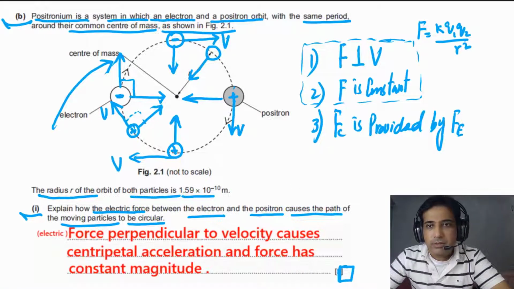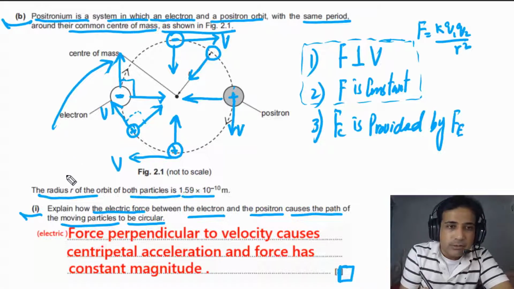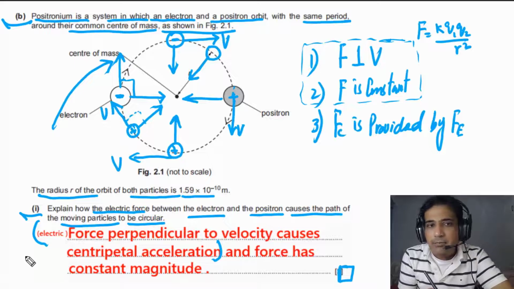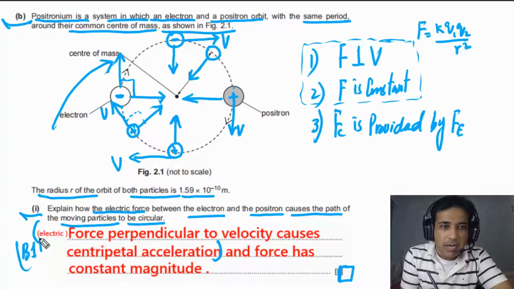In your answer, you need to write down that electric force is perpendicular to velocity and it will cause centripetal acceleration. You will get 1 mark, and that mark is a B mark. And the second mark you will get if you have written that force has constant magnitude, you will get the second B mark. This is how marks will be awarded.